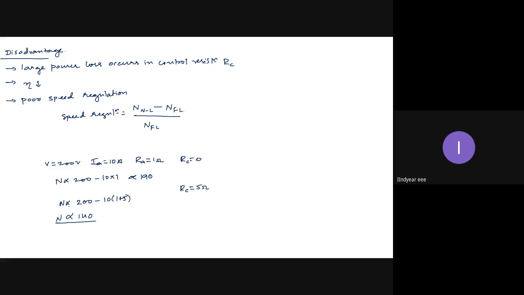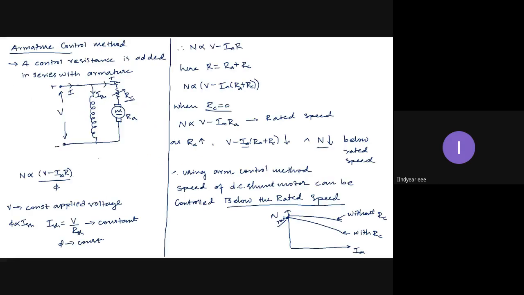The third method, the voltage control method, we'll look at in the next session. Any doubts so far? So what are we doing in the armature control method? I am adding a rheostat, a control resistance, in series with the armature. When I vary this control resistance, the voltage available across the armature varies. The voltage available across the armature is the back EMF, EB.